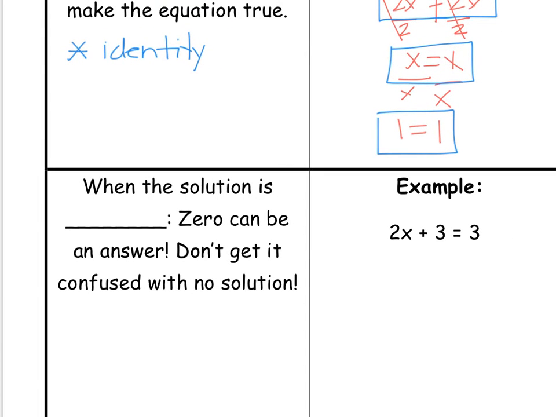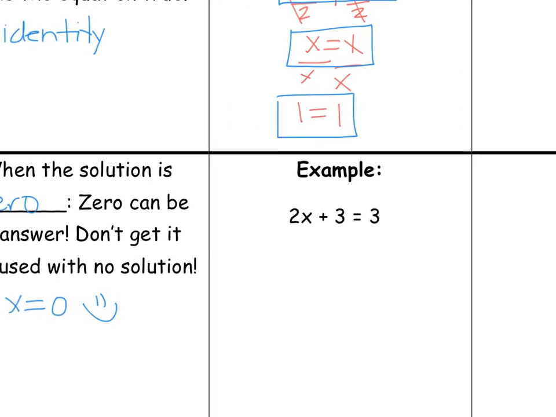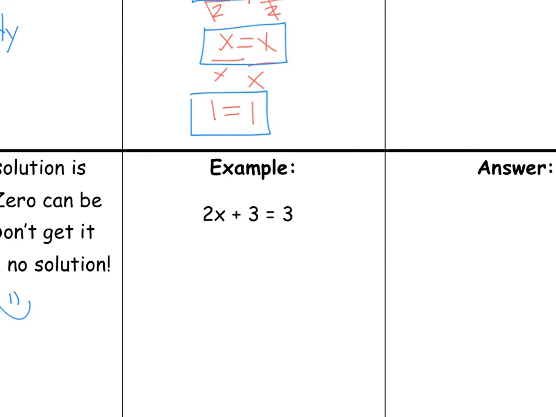Finally, and this is the one that many students struggle with, we can have 0 as a solution. We can have x equal to 0. That does work. Don't get this confused with no solution. So let's take a look at this example over here. 2x plus 3 equals 3. If I subtract 3 from each side, that's going to cancel out, and I'm going to be left with 2x. 3 minus 3 is equal to 0.